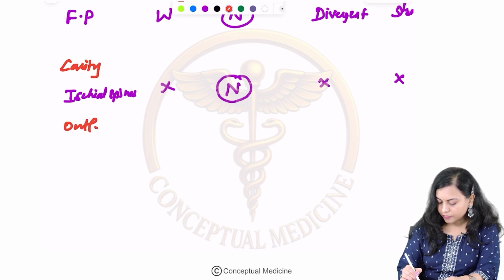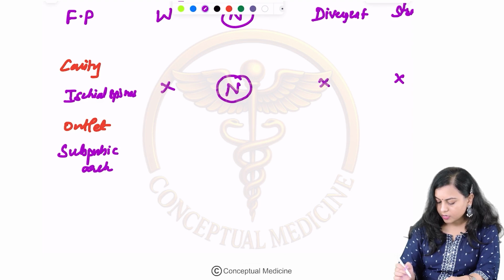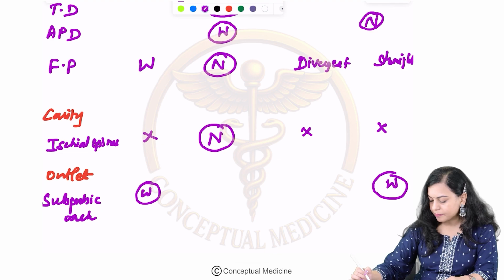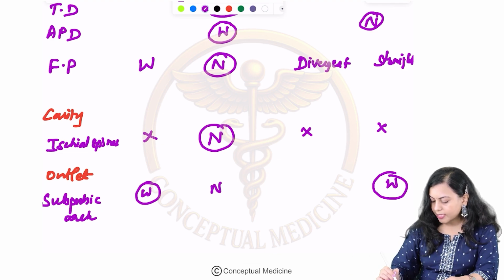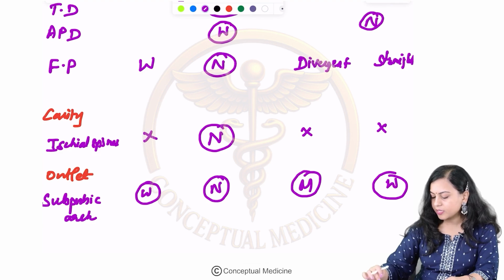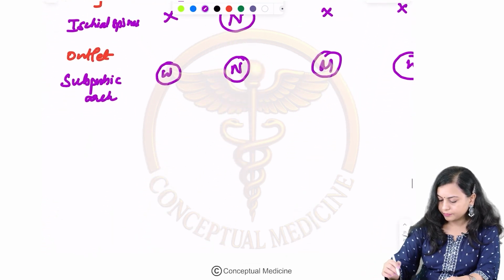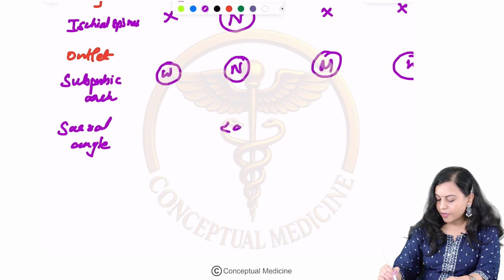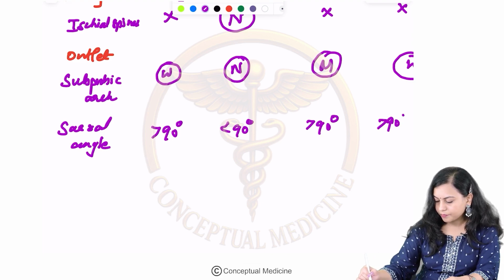Then coming to the outlet, we have the subpubic arch, which is wide in the gynecoid and the platypelloid type, whereas it is narrow in the android type and medium in the anthropoid type. In the same way, you have to see the sacral angle. It is narrowest in the android type, whereas it is wider, that is more than 90 degrees, in the other three types.